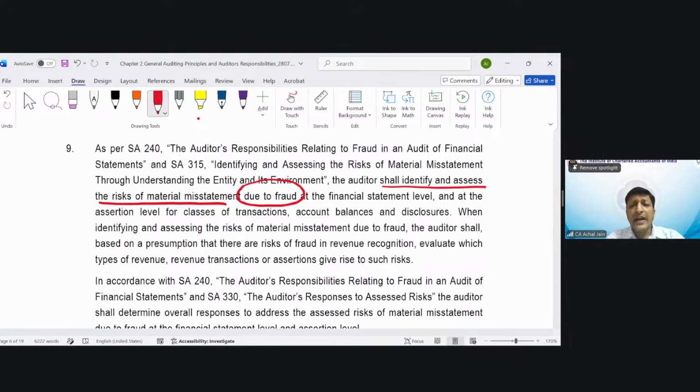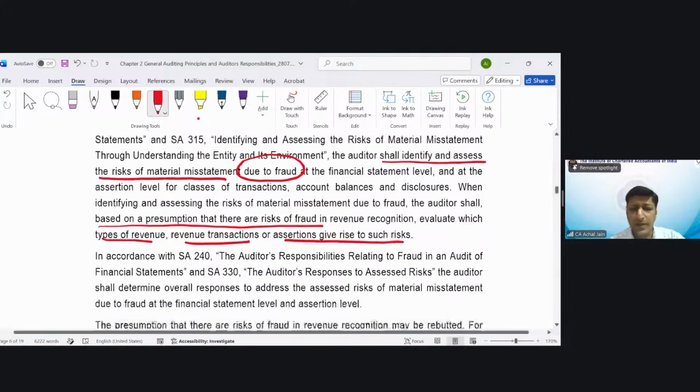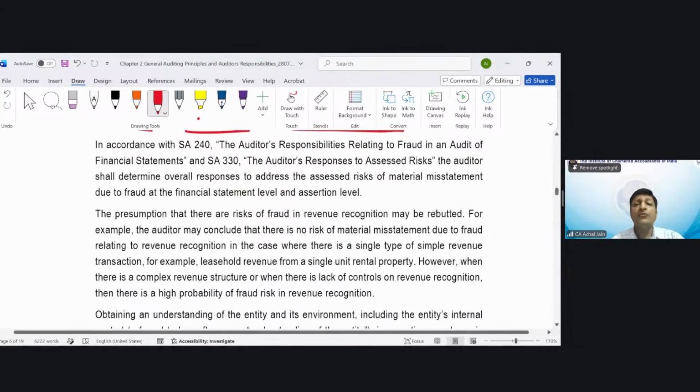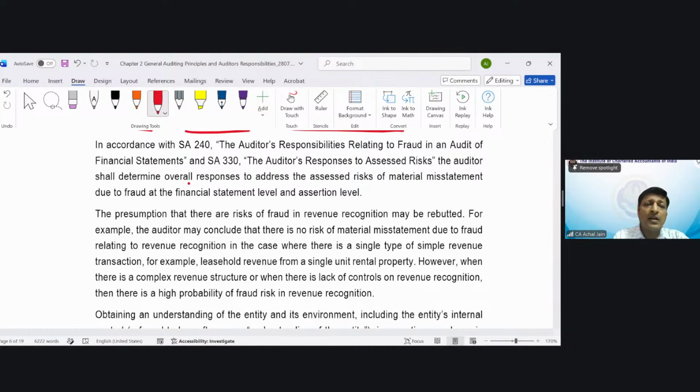Okay. And while getting into such assessment, auditors shall, based on a presumption that there are risks of fraud, evaluate which types of revenue transactions, assertions. So it's all assertion based. So that's why that thorough evaluation is required to be completed. Now, therefore, if you look at the requirements of SA 240 and 330, auditor should be doing what? Getting into the determination of responses to address such risks.